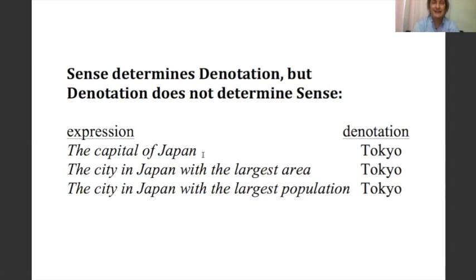If you think of the sense like the path, the sense brings you along that path, and where you end up, that's your denotation. These are three paths to the denotation Tokyo, three expressions with three different senses that all end up denoting the same thing.